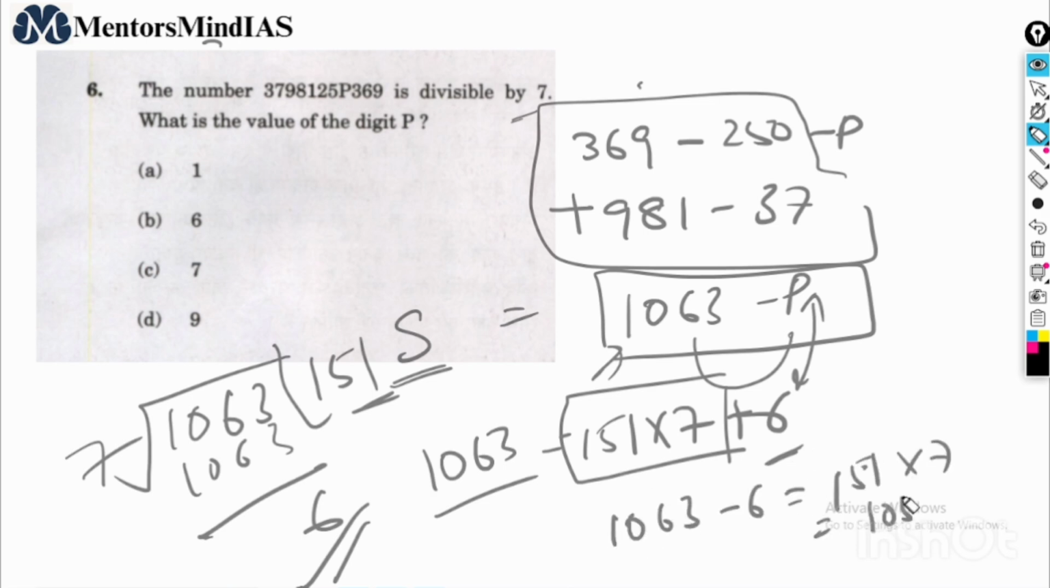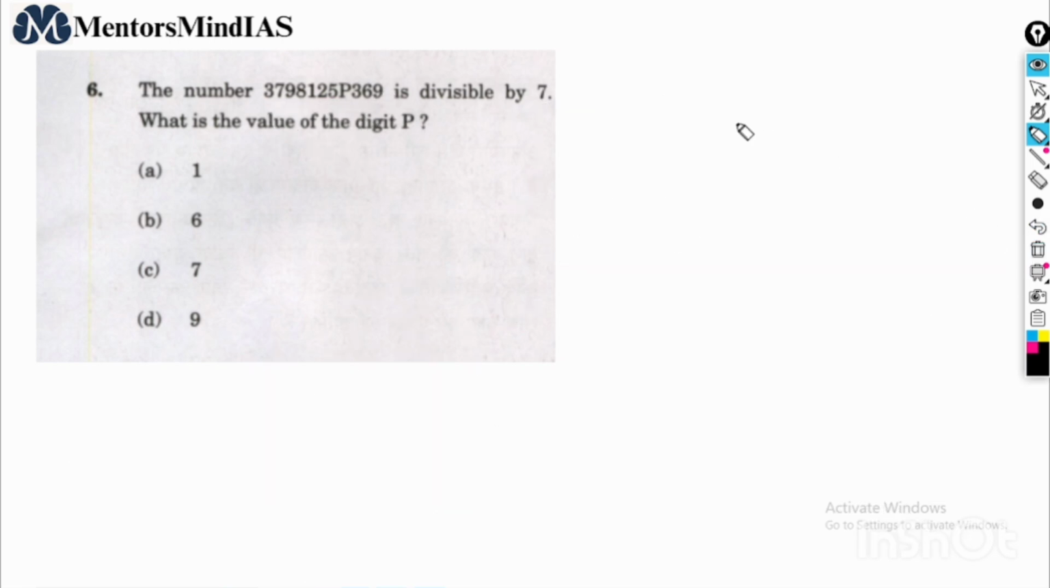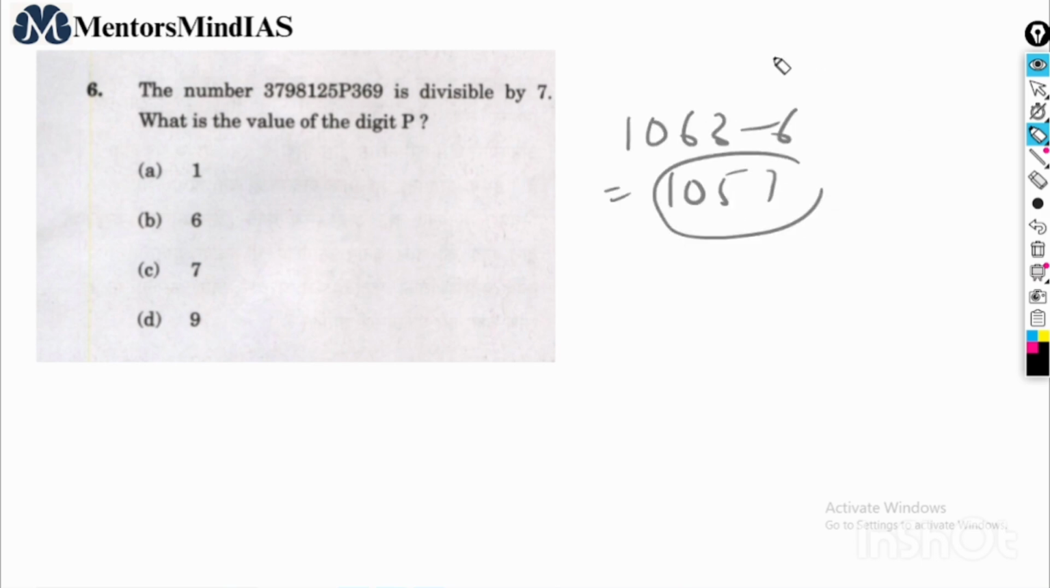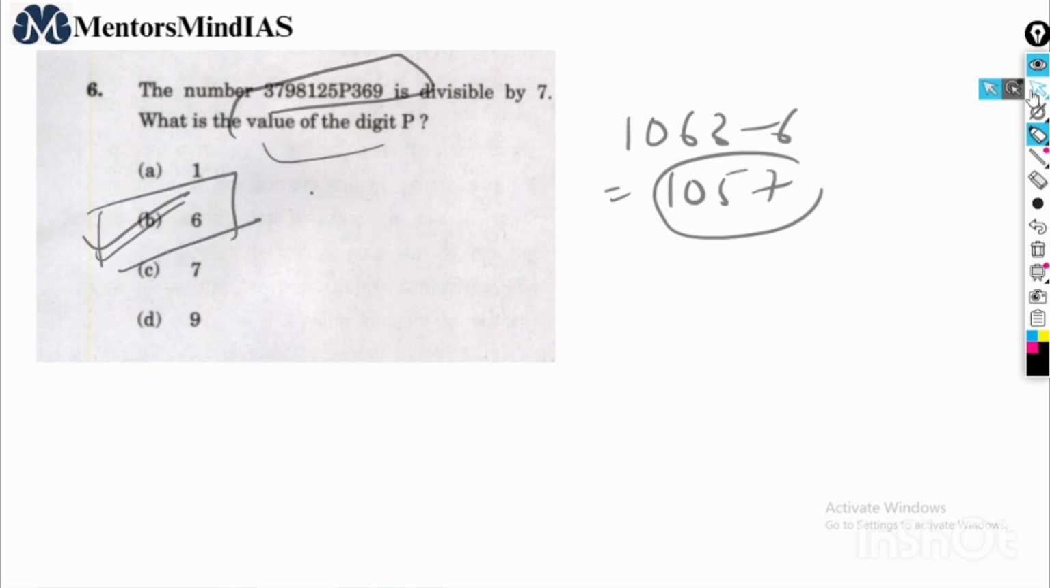Because 1063 minus 6 is equal to 151 into 7, which is equal to 1057, which is fully divisible by 7, and so your S will become fully divisible by 7. This number will thus become fully divisible by 7. So if you choose the value of P as 6, your whole number will become divisible by 7. So this was all about this digit 7 divisibility rule.